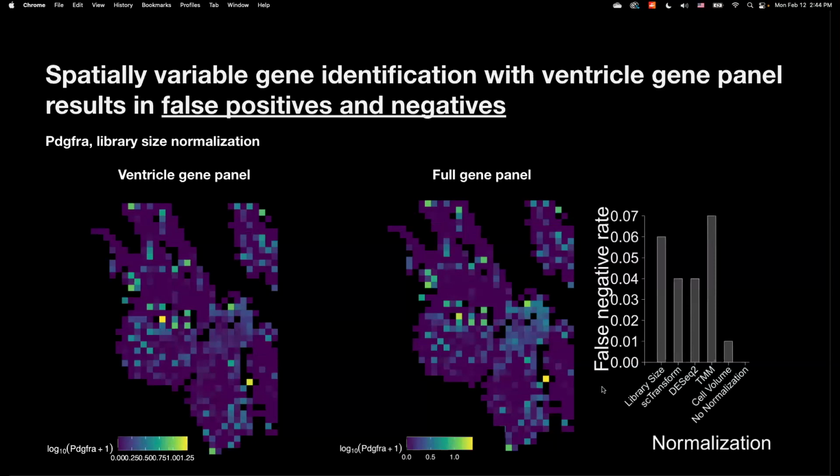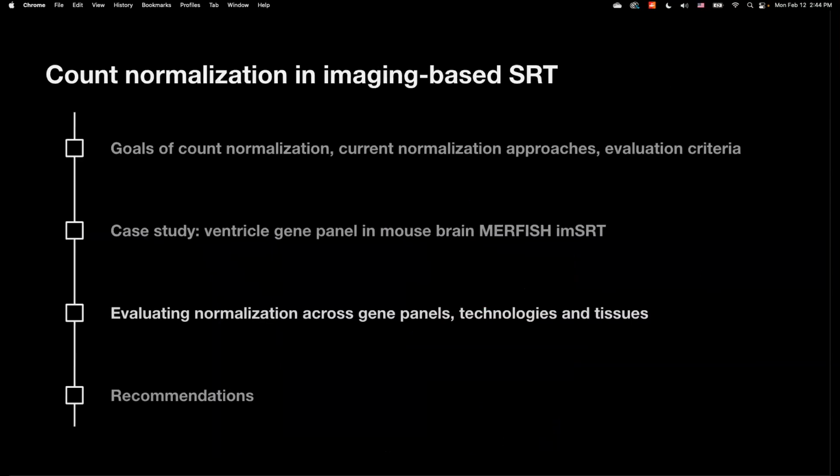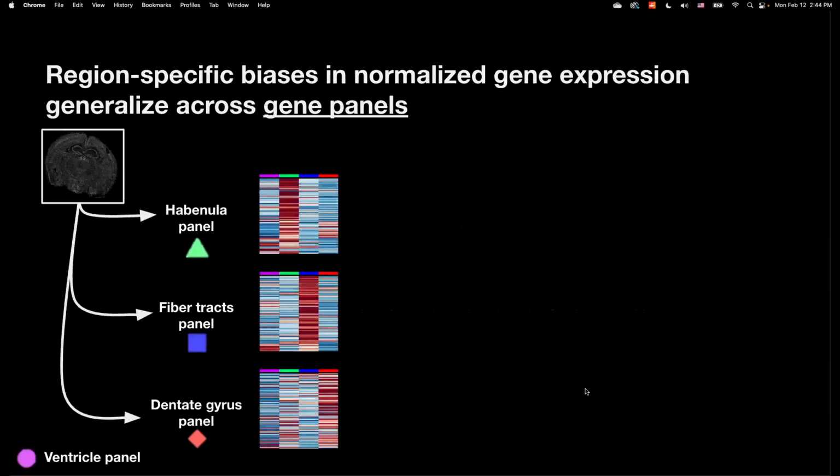And so overall, these results tend to indicate that count-based normalization methods can lead to region-specific biases in downstream differential expression, gene fold change, and spatially variable gene analysis. And using the same approach, we evaluate these effects in other simulated gene panels with the same MERFISH data set, as well as data from other imaging-based SRT technologies, looking at different tissue types. And so I'll show the data for that really quickly.